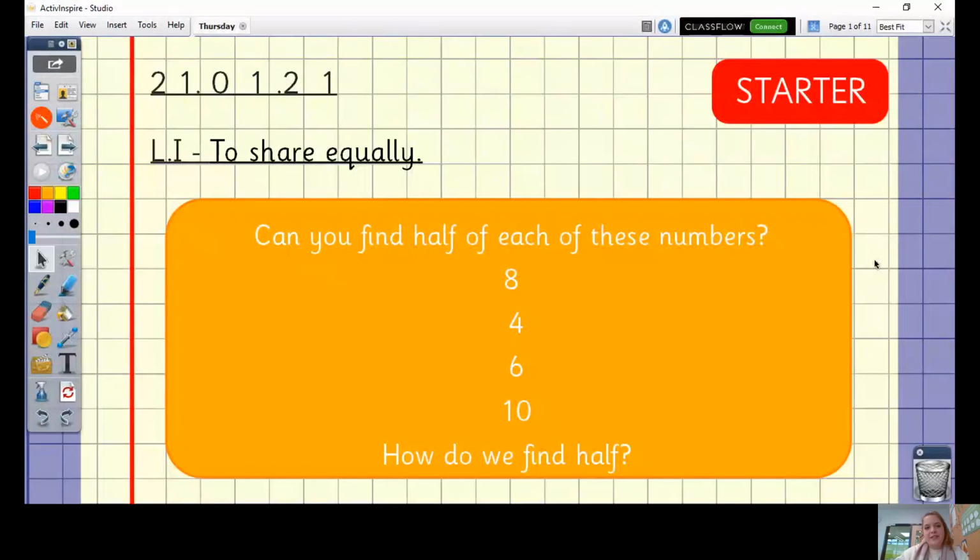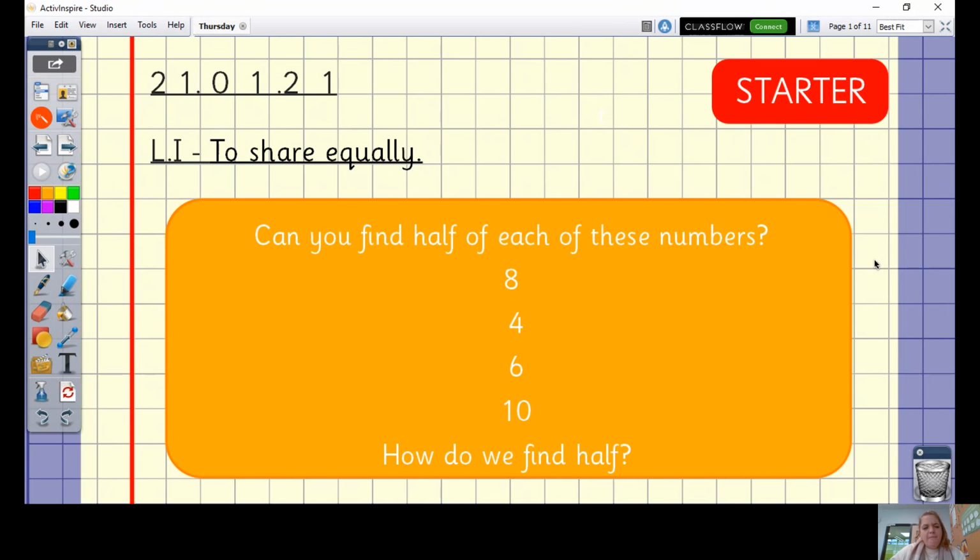Okay, here we are. Hopefully you can see what I can see. So you have done some really amazing learning this week, revisiting your times tables. So revisiting the 10, the 2 and the 5 times tables. Today we're going to be moving on to something a little bit different. So before we do, we're going to warm up our brains by finding half.